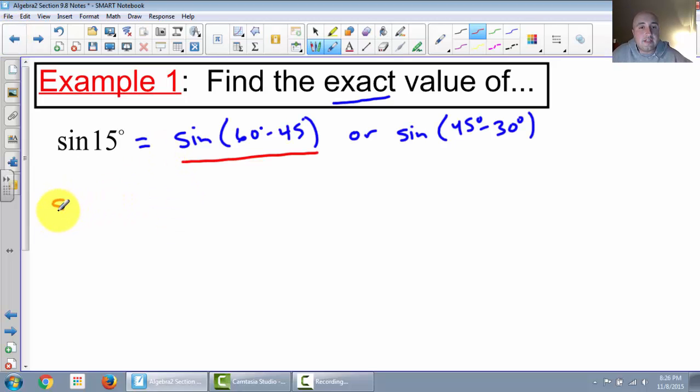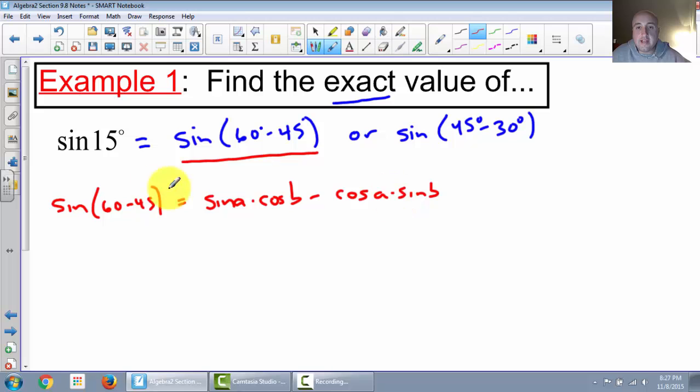So sine of 60 minus 45 is equal to sine of A times cosine of B minus cosine of A times sine of B. I got that right from our formula sheet. So now all we have to do is fill in this information with what we know. 60 is my A and 45 is my B.